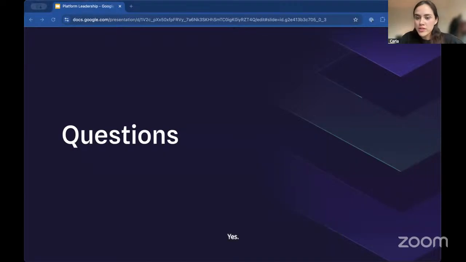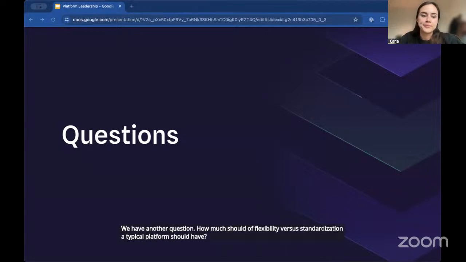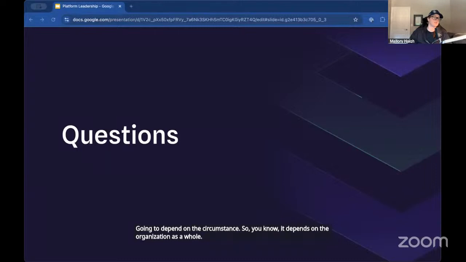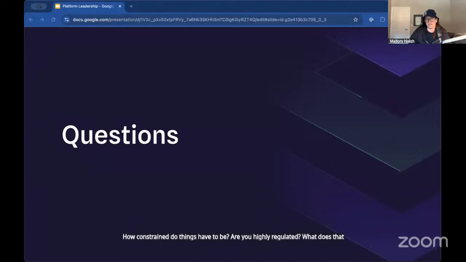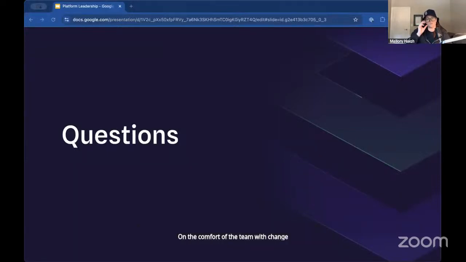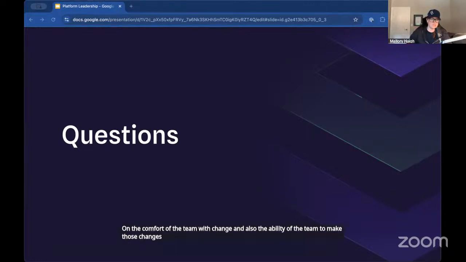Yes. We have another question. How much flexibility versus standardization should a typical platform have? Going to depend on the circumstance. It depends on the organization as a whole. How constrained do things have to be? Are you highly regulated? What does that look like? But there's still a high degree of automation and standardization you can put in place in those organizations. I've seen fully automated deployment pipelines all the way through to production in healthcare, in banking, trading, all sorts of stuff. So it's possible, and it just depends on the comfort of the team with change, and also the ability of the team to make those changes at a reasonable rate, and get things connected and working.